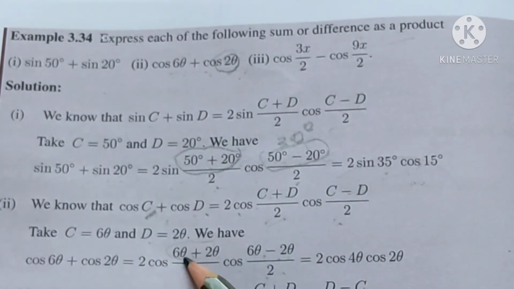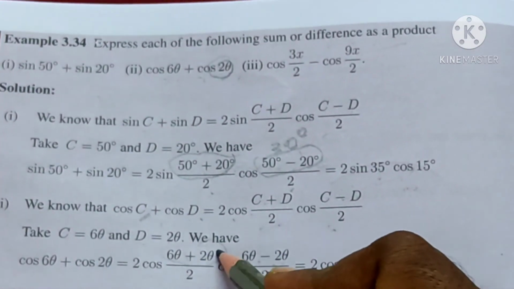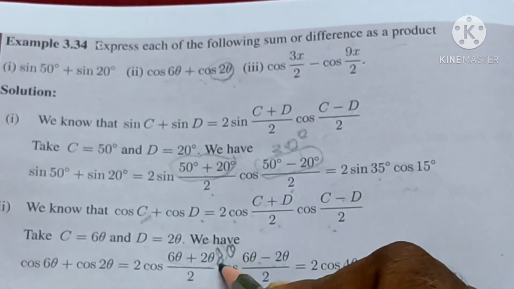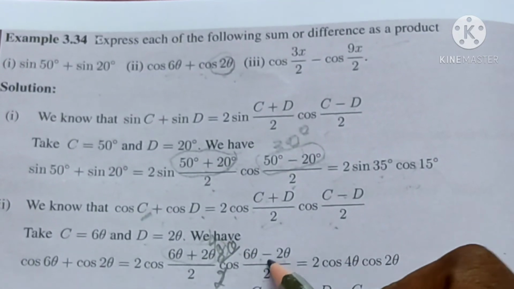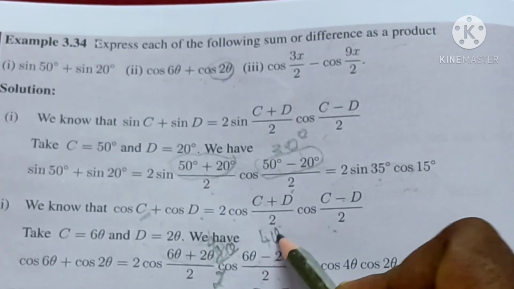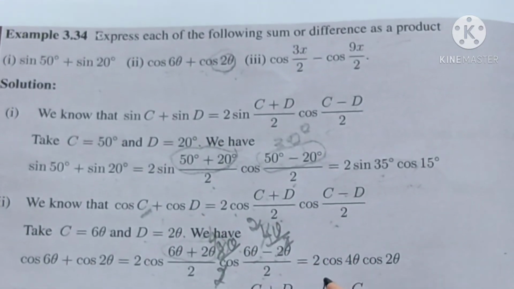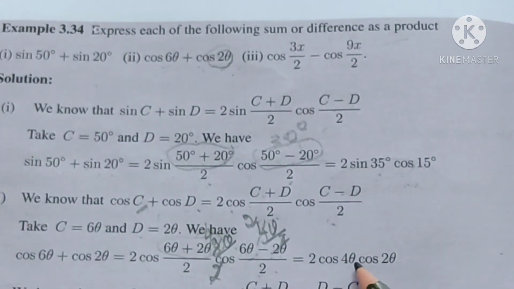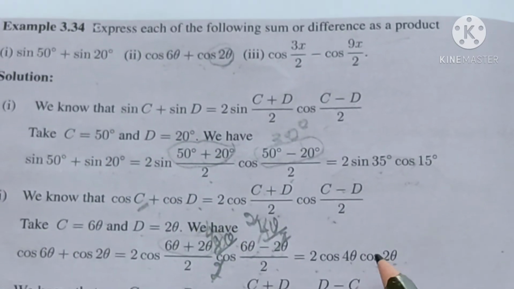6 theta plus 2 theta is 8 theta. 8 theta by 2 is, what's the value? 1 2 is 2, 4 2's are 8. So 4 theta. Here 6 theta minus 2 theta is 4 theta. 4 theta by 2 is 1 2 is 2, 2 2's are 4. 2 theta. So the result is 2 into cos 4 theta into cos 2 theta.